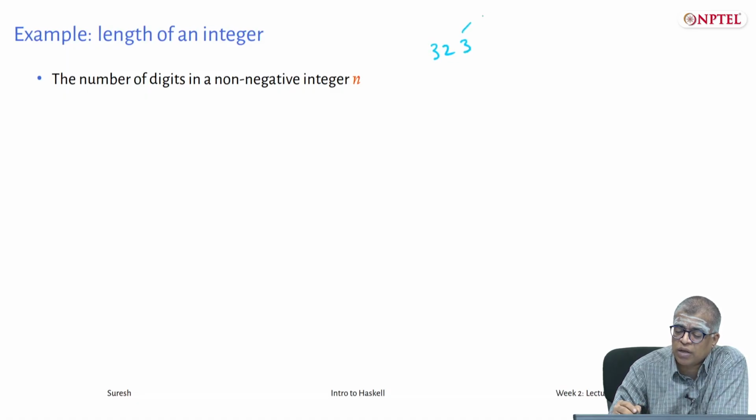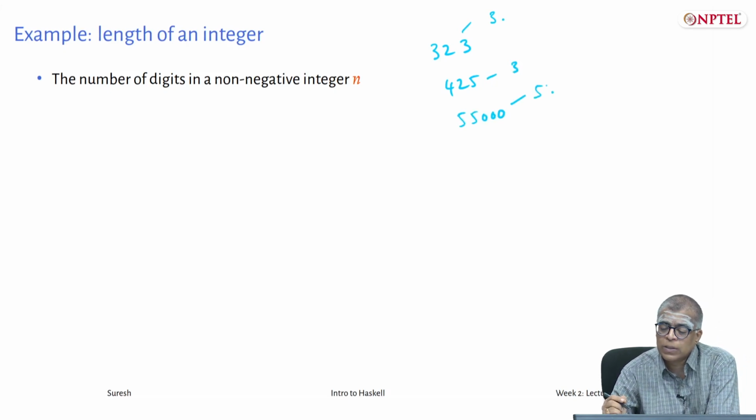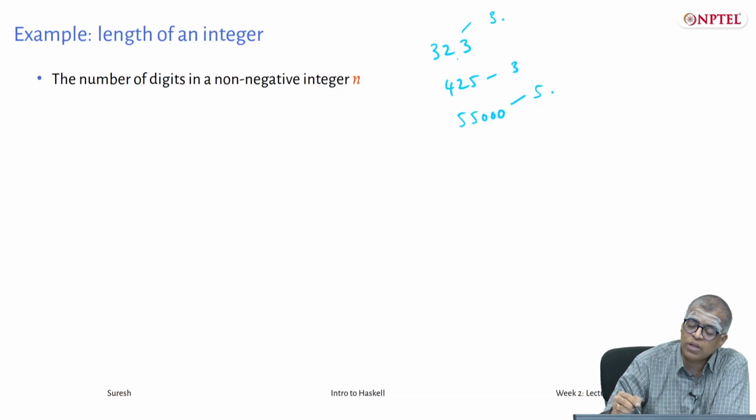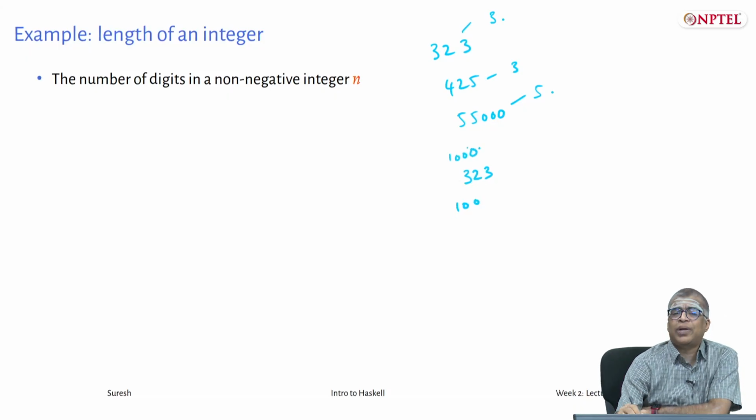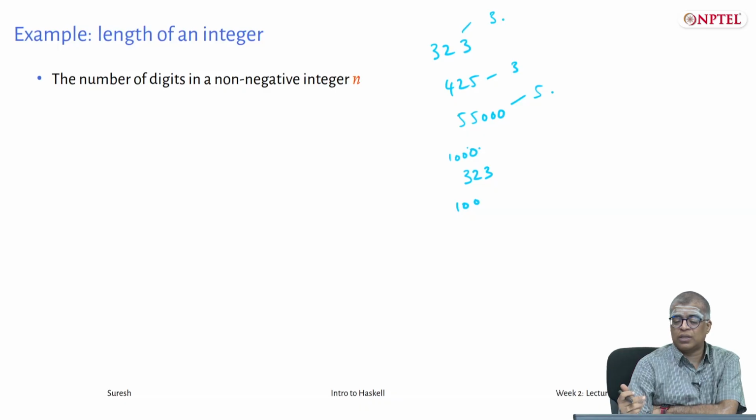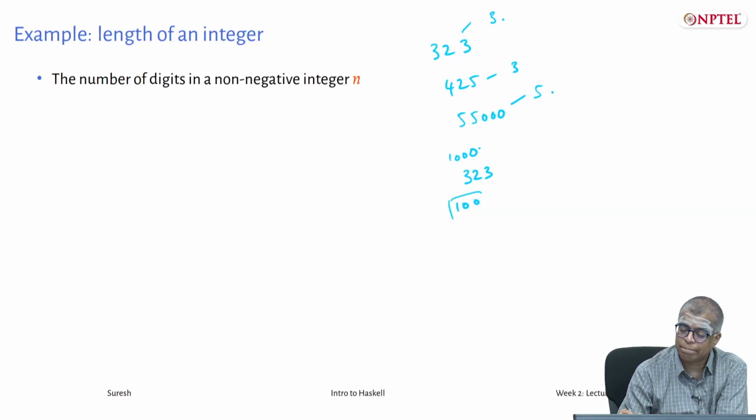323, length is 3. 425, again length is 3. 55,000, length is 5. So, how do you do this? You compare 323 against 100 and 1000. 323 is between 100 and 1000, and you know that length is 3.